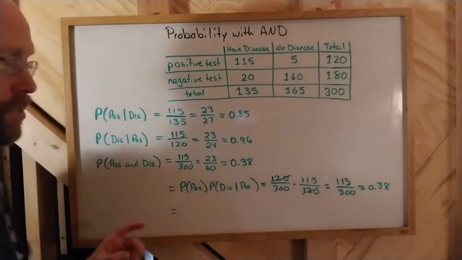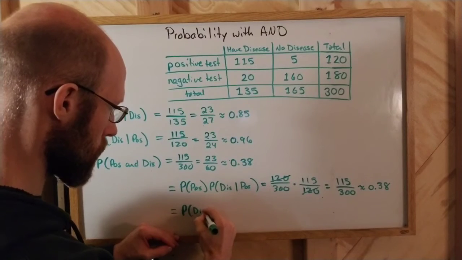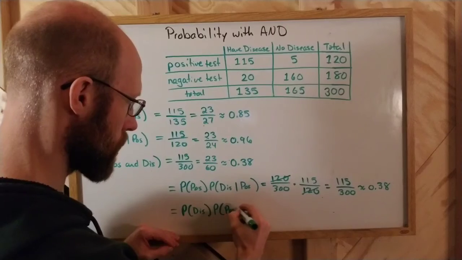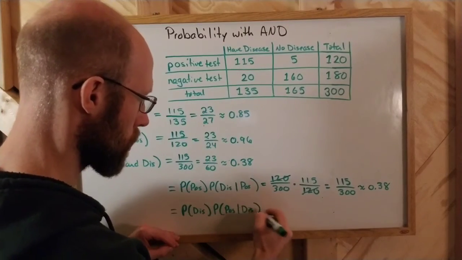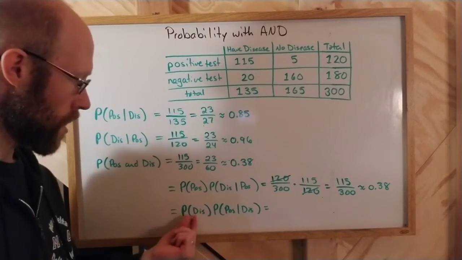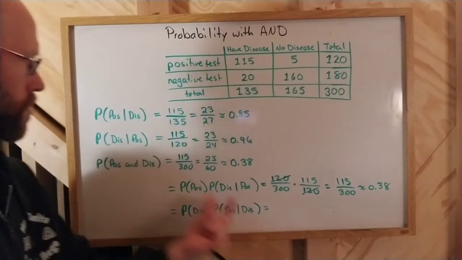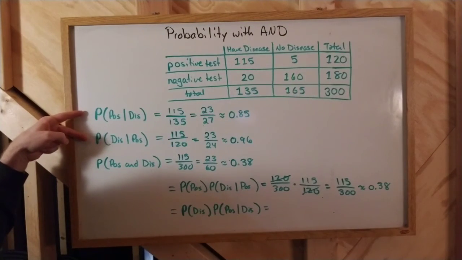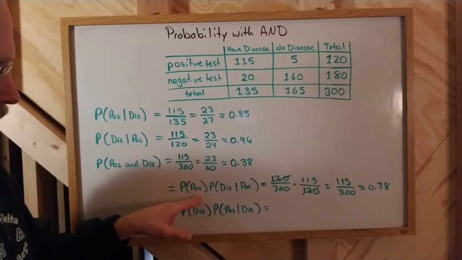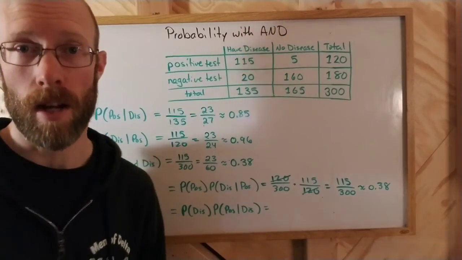Also, you could actually switch the roles of these. You could say the probability of having the disease times the probability of having a positive test given that you have the disease. Okay? So switching things around a little bit. Obviously, these individual conditional probabilities are different. We just found them separately up here. But when you multiply by the other one, by the positive versus the disease, you'll get the same answer actually, which is kind of interesting.